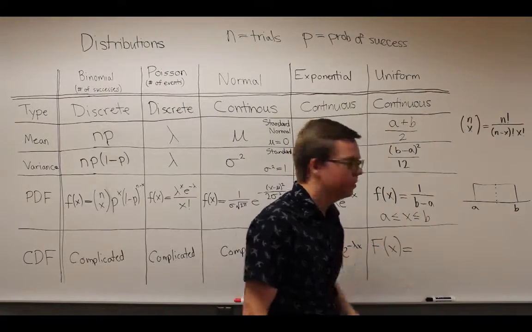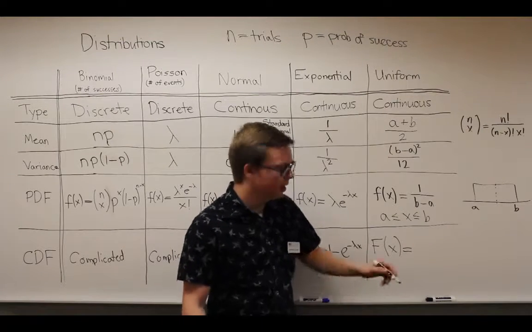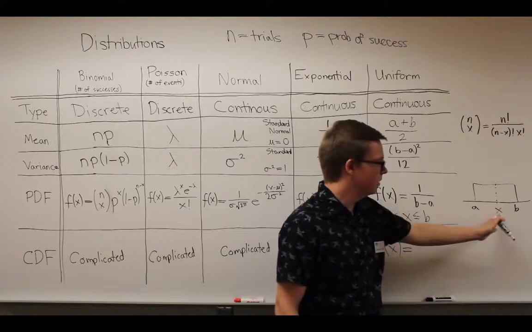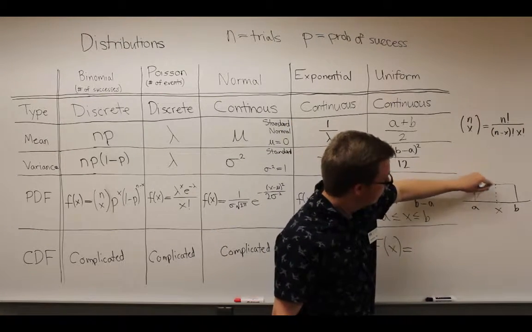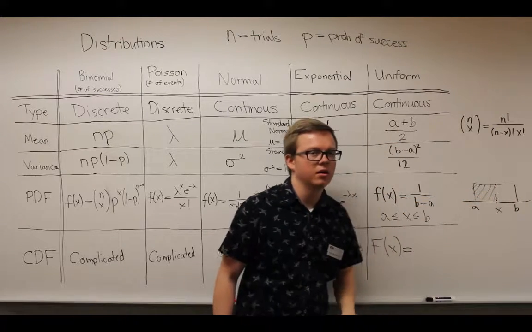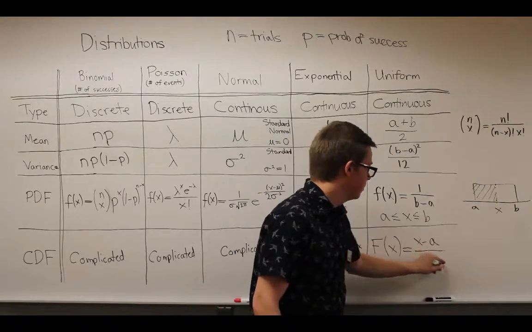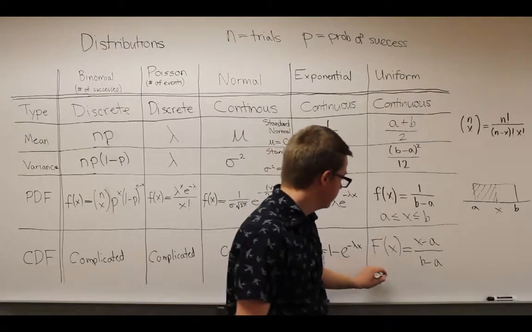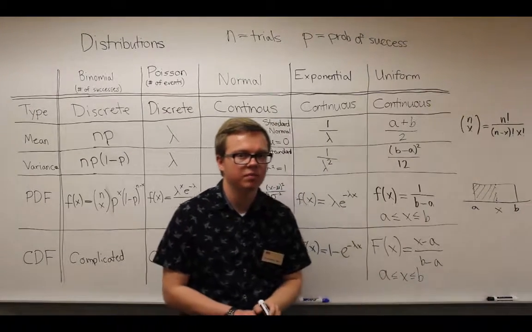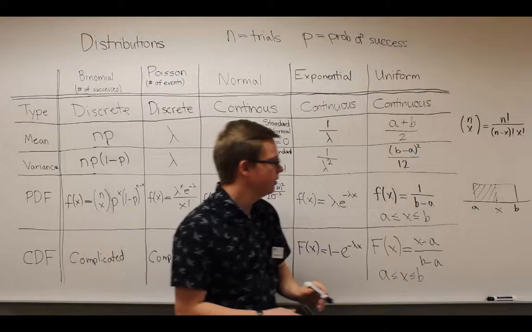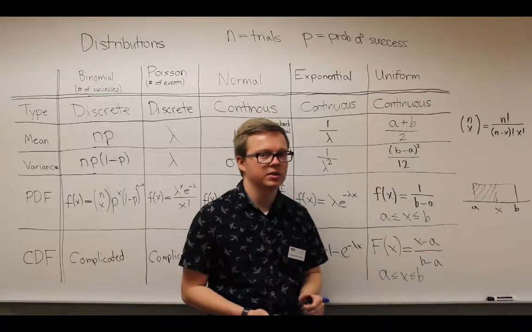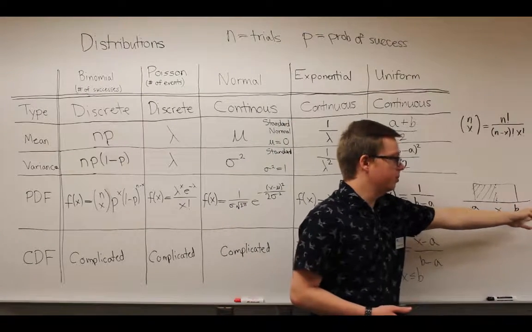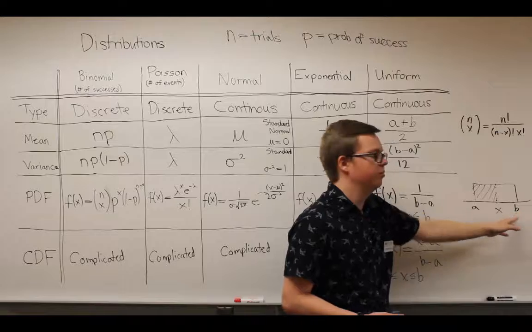And then the cumulative distribution function. Let's say we want the probability of getting a value less than this x. That would look like this area here, and geometrically you could represent that by x minus a over b minus a. And again, this is only valid for x between a and b. If x is less than a, the cumulative distribution function is 0. If x is past b, it's equal to 1, because the probability of getting something less than b is equal to 1.